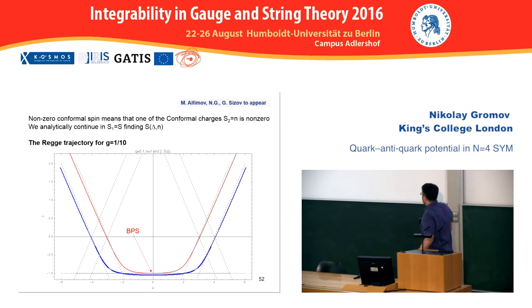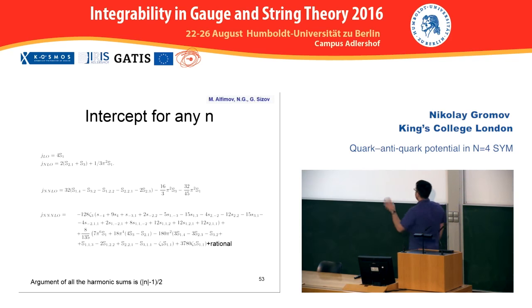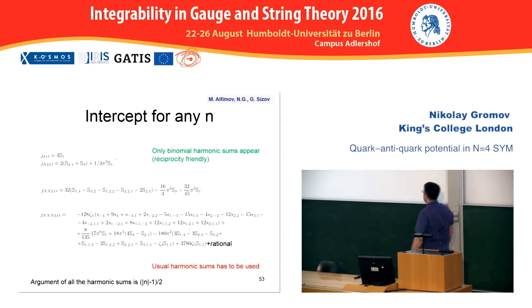Just another result: we extended our previous analysis of the BFKL regime to non-zero conformal spin, which is just S2, and we also understood how to make both charges S1 and S2, those charges in AdS5, non-integer. So in terms of the quantum spectral curve, you can analytically continue in both S1 and S2 simultaneously, which is quite funny. And then we also found very easily that there is a BPS point for n equals 1 at the origin. Okay, I'm finishing. Then you can do the slope-type calculation, which gives this exact result valid to all loops, a slope and intercept as a function of n at all orders in the coupling. Okay, and there is some mystery about reciprocity, but if you're interested, we can discuss it separately.